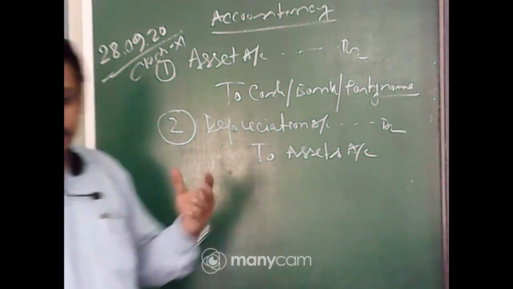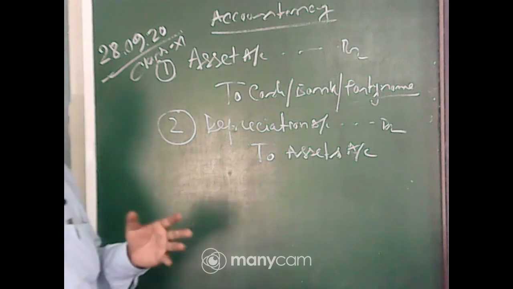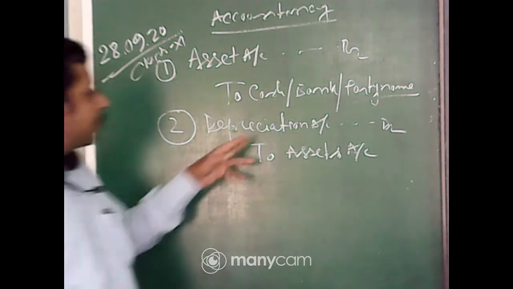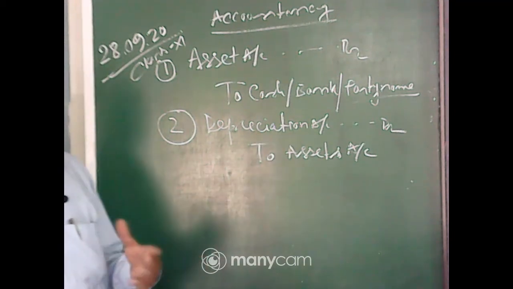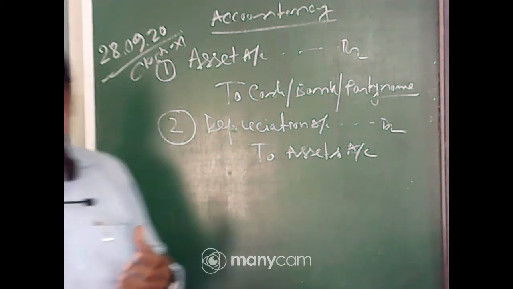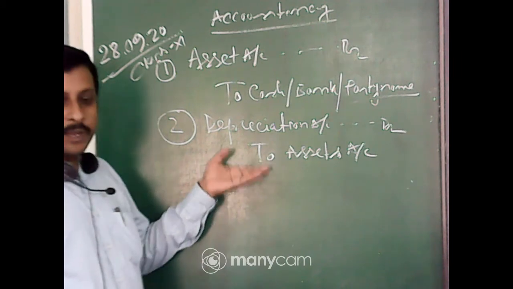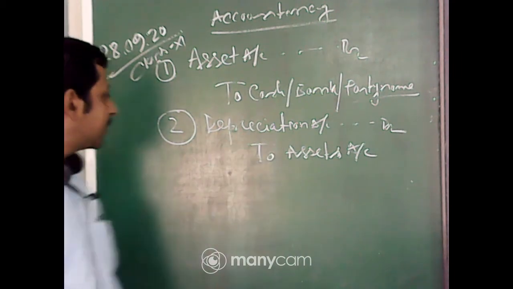And one question frequently comes in your examination: is depreciation a non-cash expense? Your answer will be yes, depreciation is a non-cash expense. You have not actually paid any cash for these expenses. You are just charging to the asset in your books. Okay. So that's why depreciation account debit to asset account.